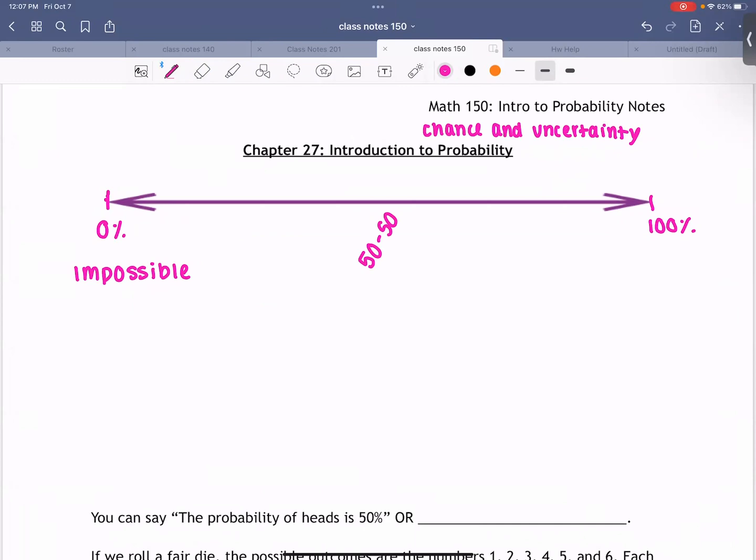Why don't we do the 100%? So I have definitely and certain under 100%. Everyone agree with that? Yeah. I honestly don't know how to spell definitely. I always mess this up, but I think it's definitely. Okay. And we also have certain. And those are things that pretty much have 100% chance of happening.